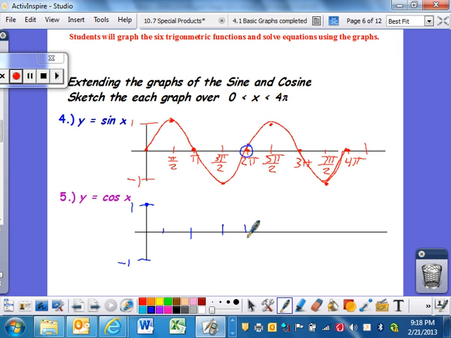So let's go ahead and label our axes. So if we label our axes pi over 2, and then we have pi, and then we have 3 pi over 2, 2 pi, 5 pi over 2, 3 pi, and then we have 7 pi over 2, and then our 4 pi, where we start to repeat again.